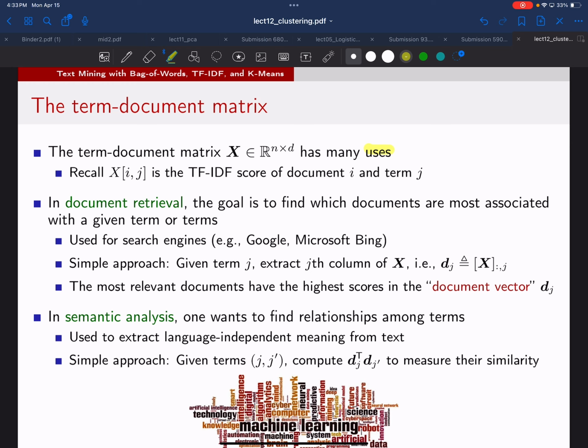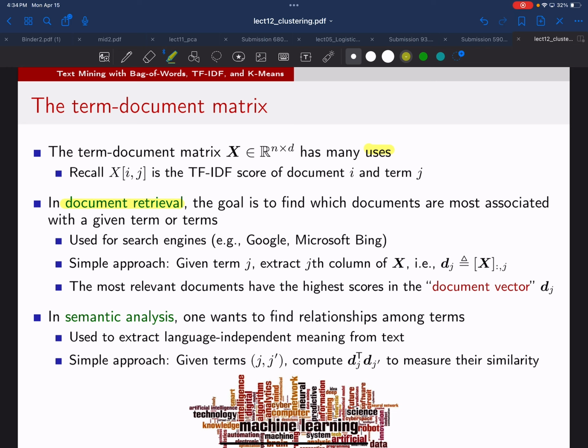In addition to clustering, the document retrieval problem is basically what a search engine does, except minus all the wanting to give you advertisements. Ideally, what a search engine would do is you have a massive collection of documents on the internet. You type in a term, and you want the search engine to tell you which documents are most related to the term you typed in.